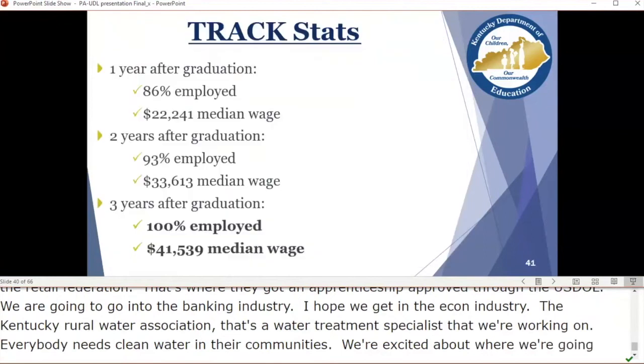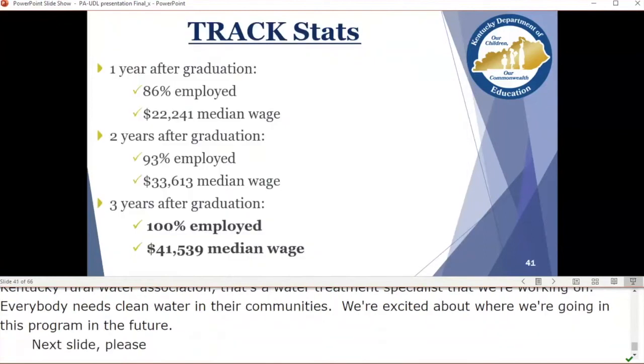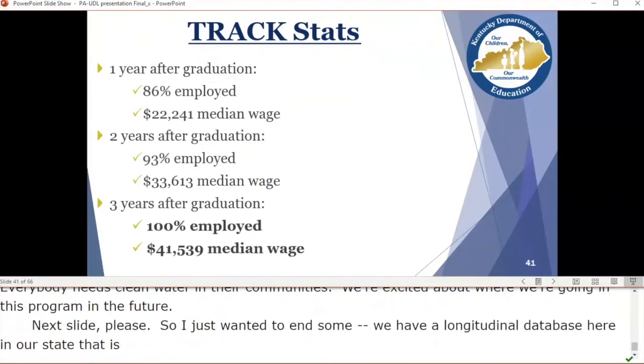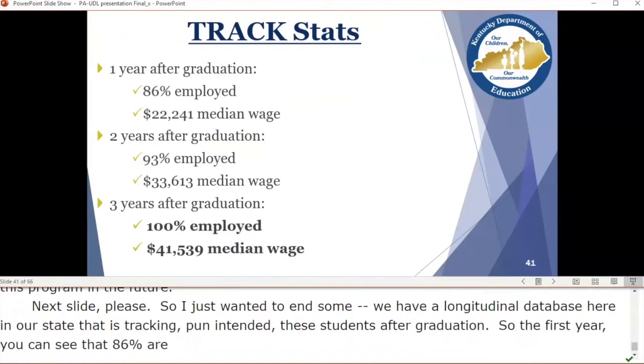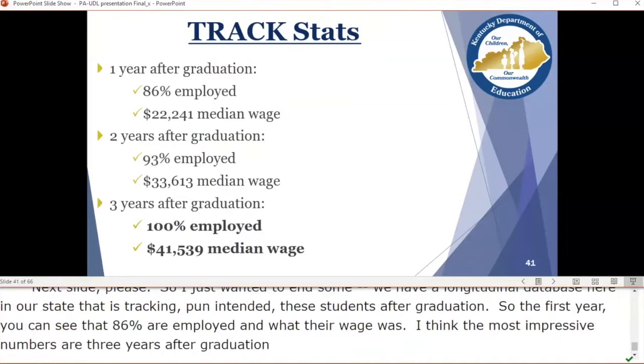Next slide, please. So I just wanted to end with we have a longitudinal database here in our state that is tracking, pun intended, these students after graduation. So the first year, you can see that 86 were employed and what their wage was. But I think the most impressive numbers are 3 years after graduation. These students are 100% employed and they're making over $41,000.